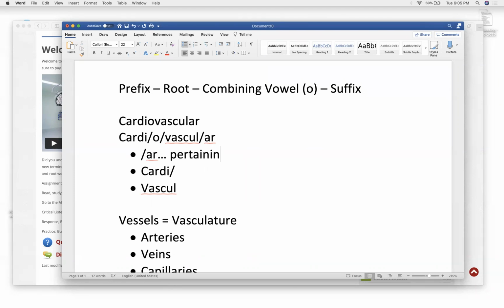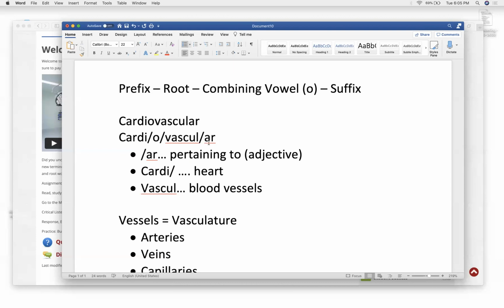AR means pertaining to. That means the word we're talking about is an adjective. And cardi, of course, we already know is a noun; it means heart. And vascule, we already have it underneath, it means blood vessels. Now, when you have AR, pertaining to, that means it's an adjective.